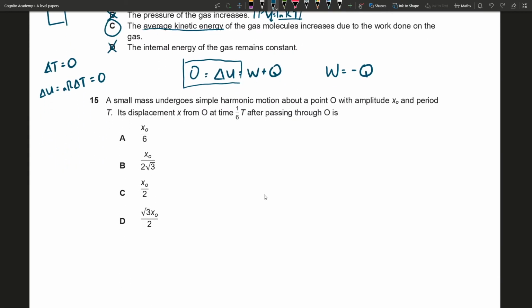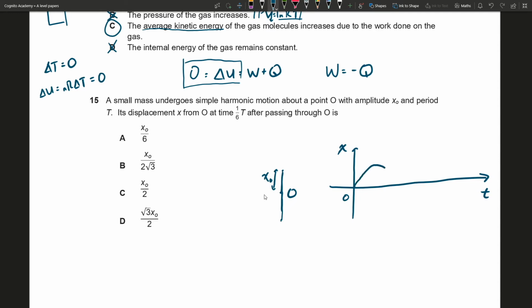Question 15. A small mass undergoes simple harmonic motion about a point O. So let's try to draw this. Say this is point O, then the object goes up, then after that it goes down, it goes up in simple harmonic motion with amplitude x naught and period T. So how about we try to graph this, and let's say at t equals 0, the object is at point O. It doesn't really matter, but let's just say.